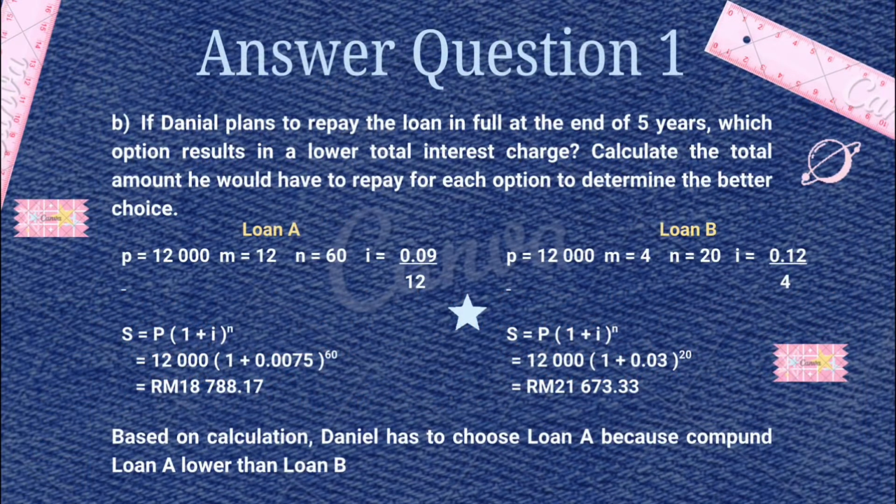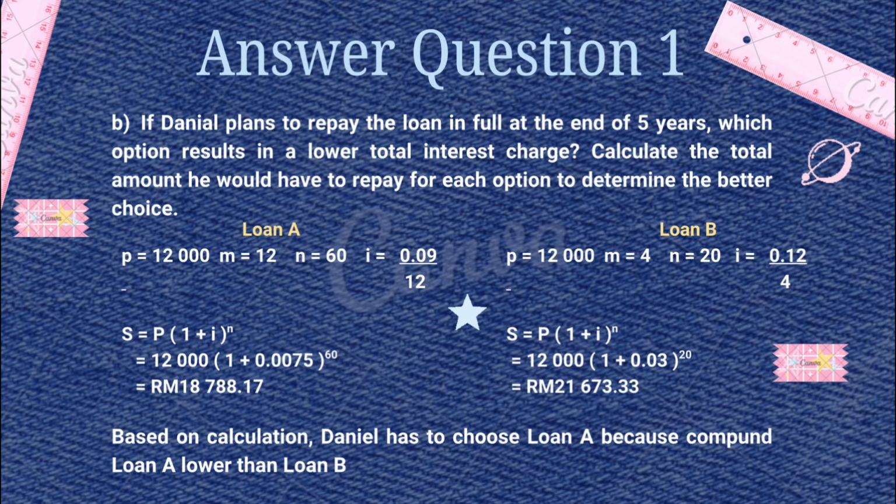Next, for B, now I will compare between loan A and loan B. For loan A, the principal amount is 12,000 ringgit, the annual interest rate is 9%, and it is compounded monthly. Therefore, the interest rate per period is 0.09 divided by 12, which equals 0.0075. The loan duration is 5 years, so the total number of periods is 12 times 5, which is 60.